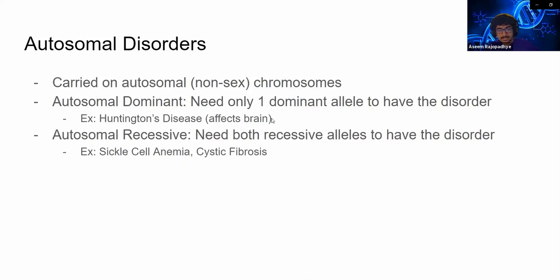So Huntington's disease would affect the brain. Sickle cell anemia and cystic fibrosis are much less severe. Autosomal dominant diseases tend to be a lot more rare than autosomal recessive, but both are still disorders nonetheless.